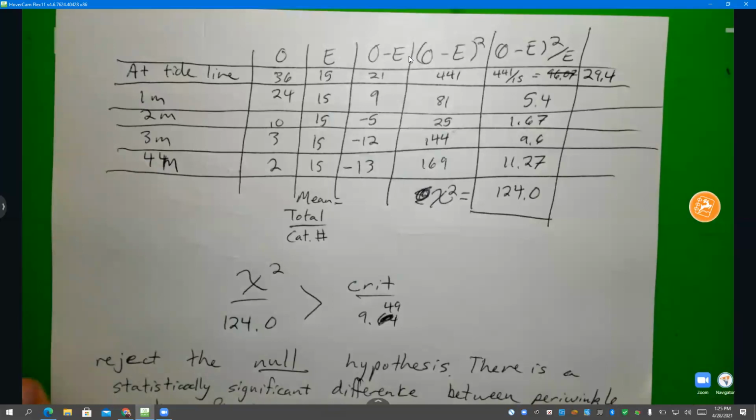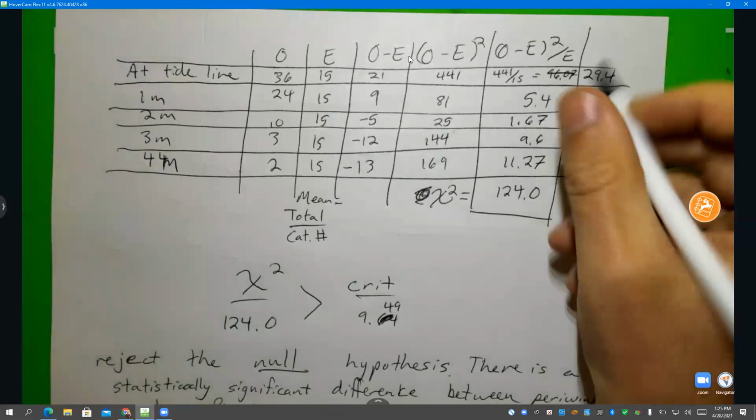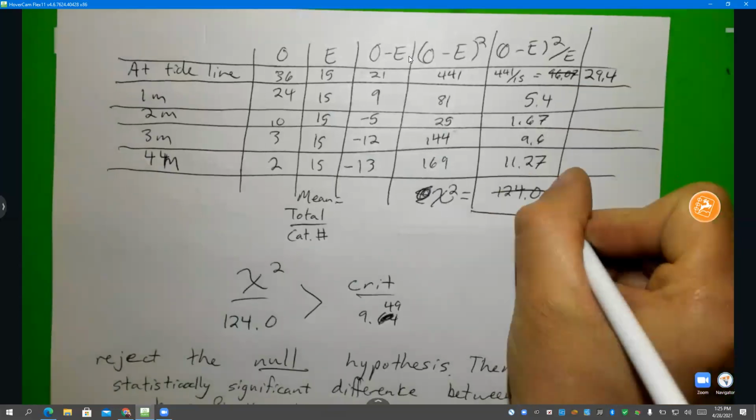5.4, that one seems right. 144 divided by 15 is 9.6, and 169 divided by 15 is this. Yep, so that is going to change that. And then that is also going to change this.